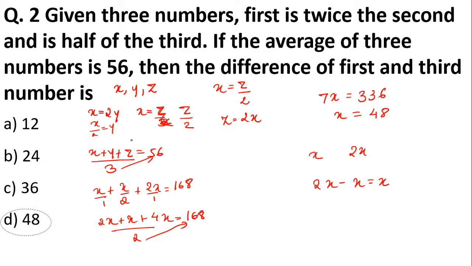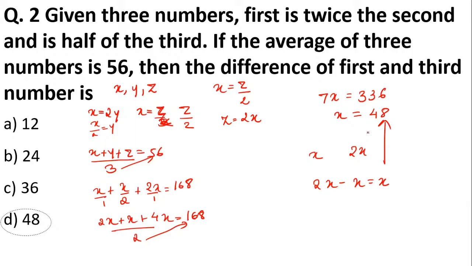So what we did is, we were given the average of the numbers x plus y plus z, which was 56. So these numbers divided by 3 was 56. I just took the LCM of these numbers, did some cross multiplication, and then applied what was asked in the question: the difference between the first and the third number. The difference is 2x minus x, and the value of x we got from here. So the value of x is 48. That is why D is the right answer.